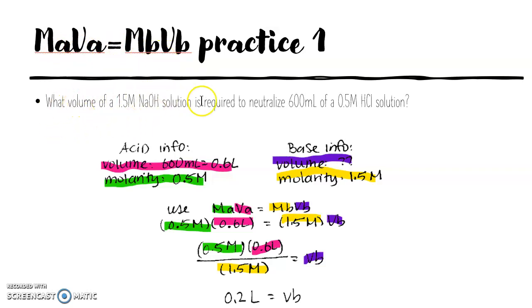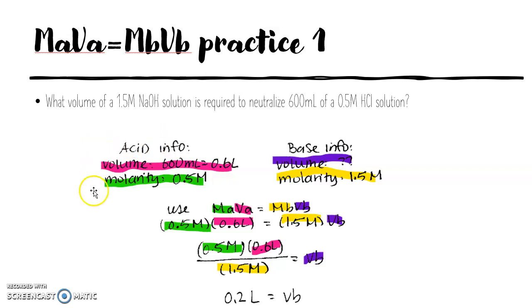So these problems, what they sound like, is a little bit more complex. Now you get three pieces of information. So if we look at this one, what volume of a 1.5 molar sodium hydroxide solution is required to neutralize 600 milliliters of a 0.5 molar hydrochloric acid solution? Okay, so one thing you don't want to do is autopilot these problems in any way, shape, or form. You have to dissect the information that you have.